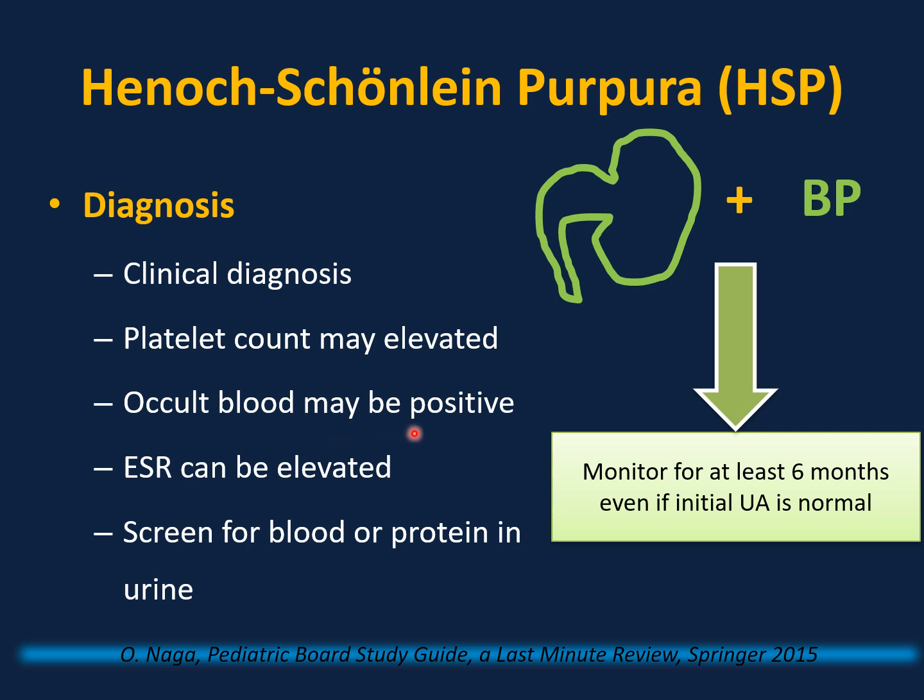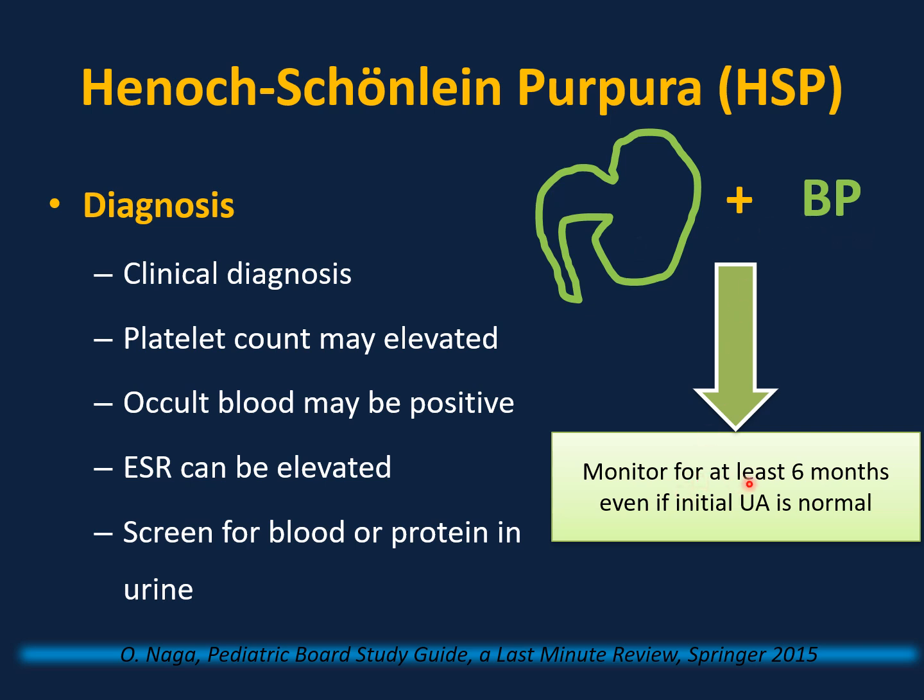Occult blood may be positive because of GI bleed. ESR can be variably elevated. You need to screen for blood in urine and protein in urine. Very important. This is the message I would like to give in this slide. Any patient diagnosed with Henoch-Schönlein Purpura has to be monitored for at least 6 months to monitor the urine for protein and blood, and to monitor the blood pressure for hypertension.